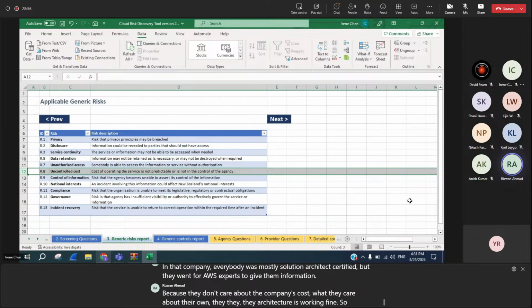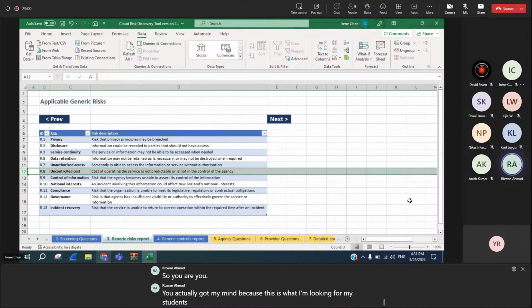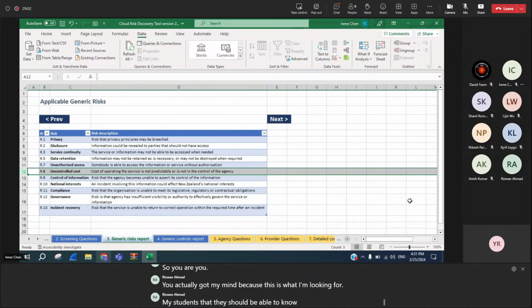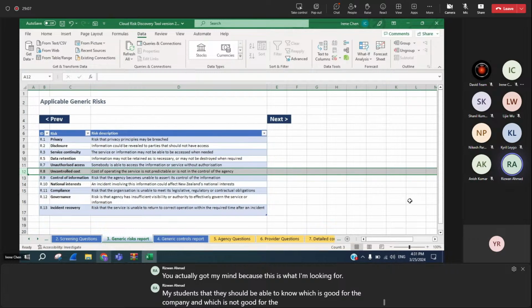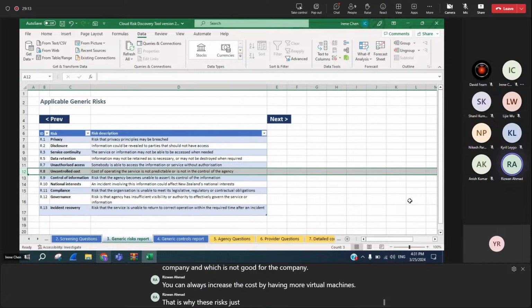So you actually got my mind, because this is what I'm looking for in my students: that they should be able to know which is good for the company and which is not good for the company. You can always increase the cost by having more virtual machines. That is why this generic risk plays a very important role.